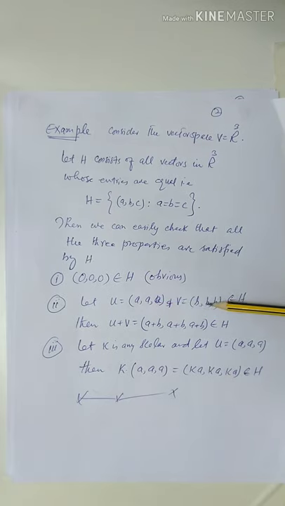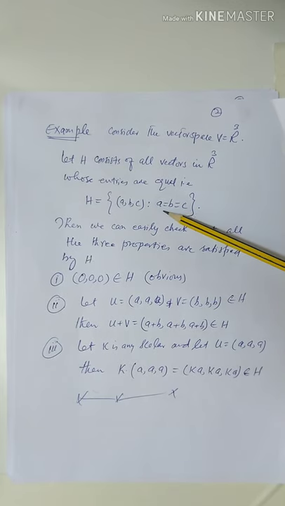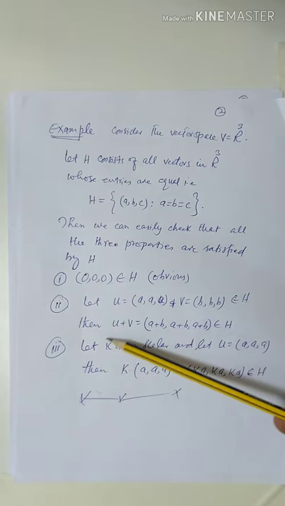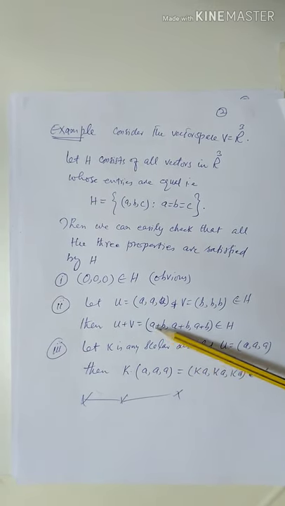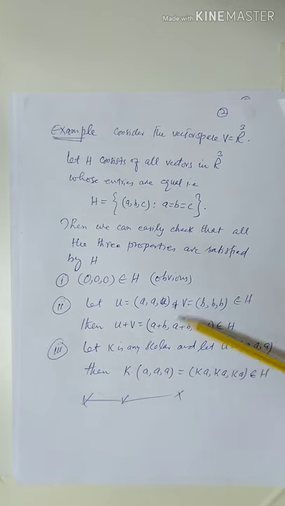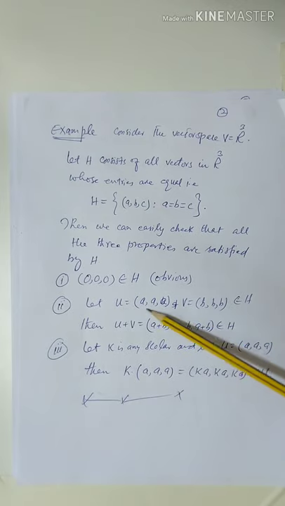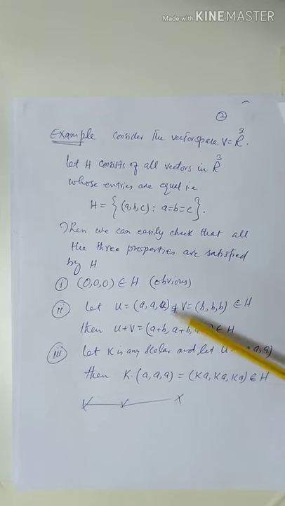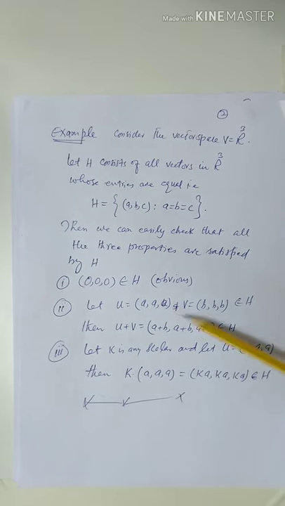It means all three numbers must be the same. Why the same? Because it is given in the condition. A must be equal to B, must equal to C. It means the first element must be equal to the second element and the third element. So all elements must be the same. So then if you add U plus V, you add first component first, A plus B, then A plus B, then third A plus B.